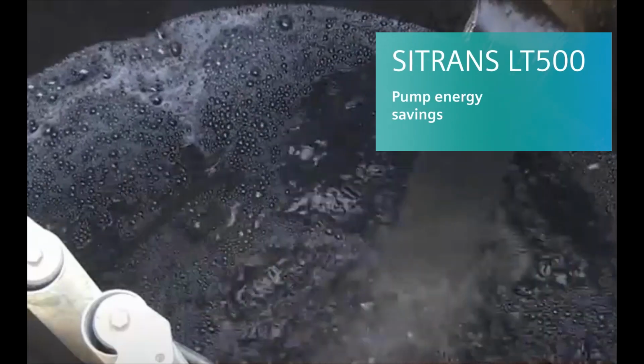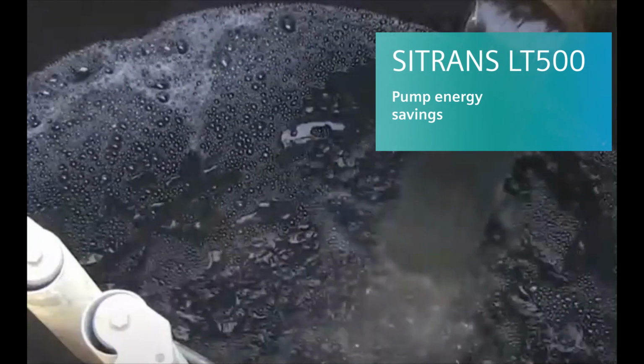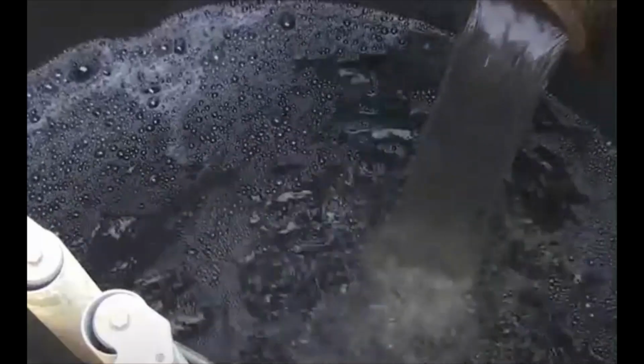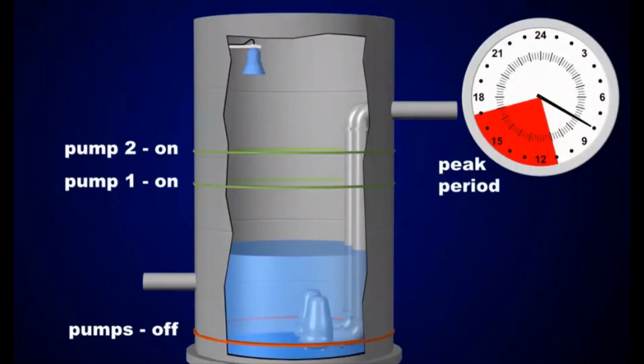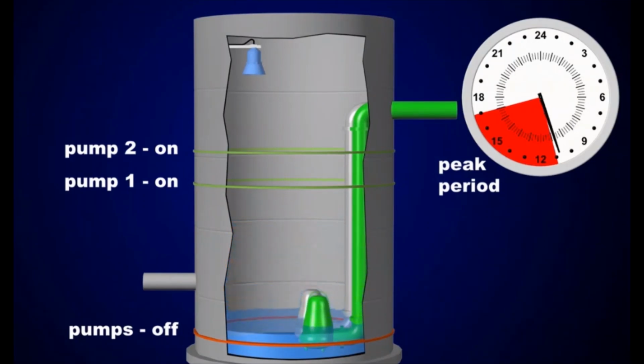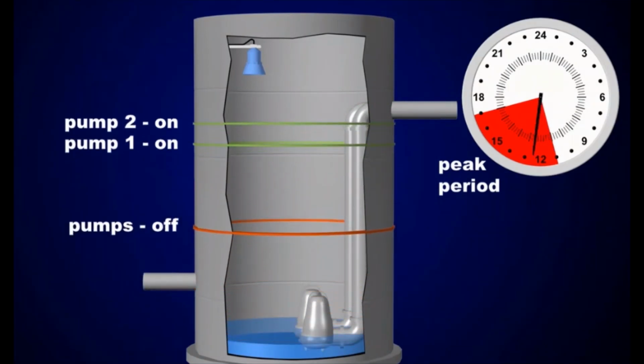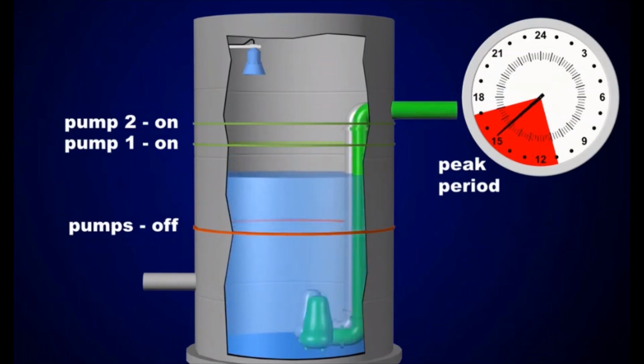Pump energy savings are used to maximize the use of pumps during periods of low energy cost and minimize its operation during periods of high cost. Prior to the peak period, the SITRANS LT500 runs the pump to reduce the level of wastewater. When the peak period starts, the SITRANS LT500 switches to a different set of high and low set points. The wet well now stores more wastewater before pumping starts. During this peak tariff period, the pump runtimes will be shorter and less energy will be consumed.